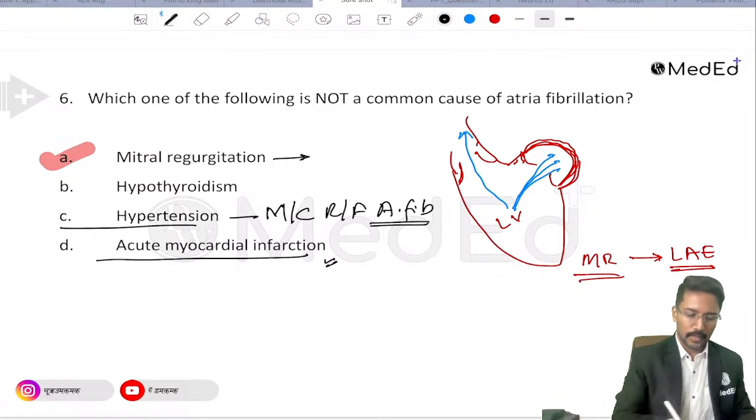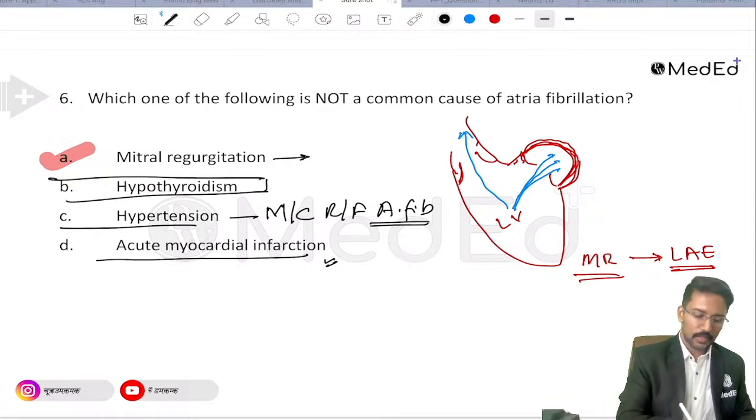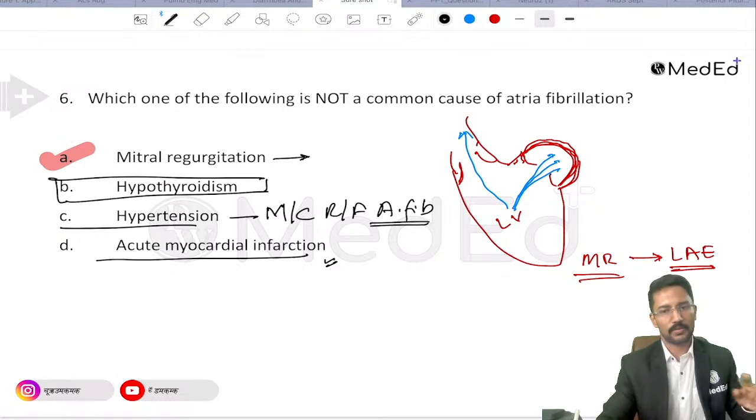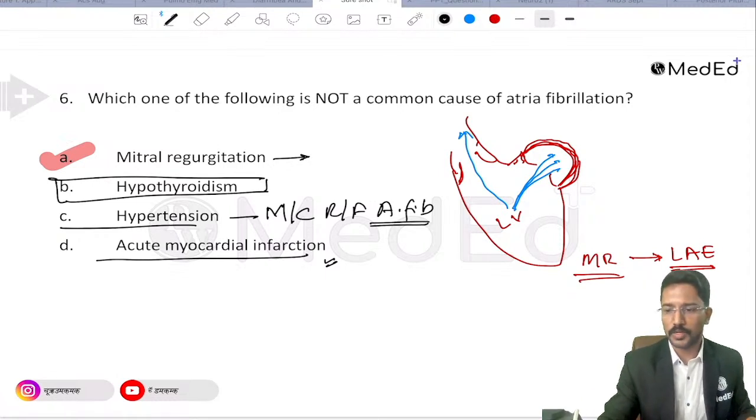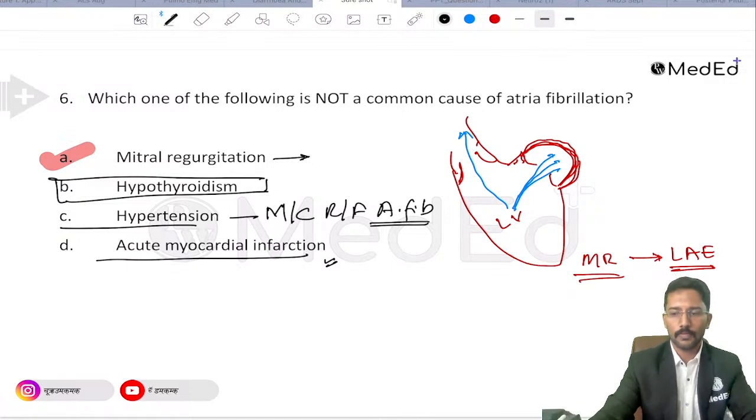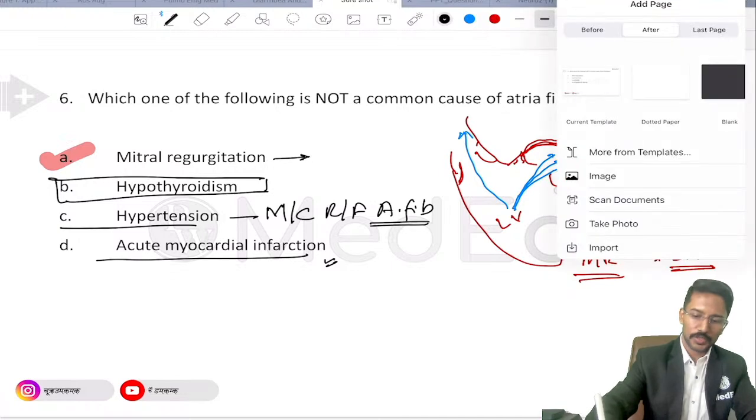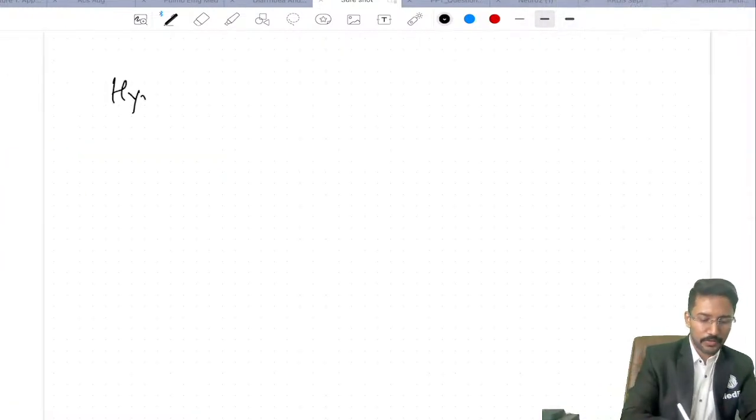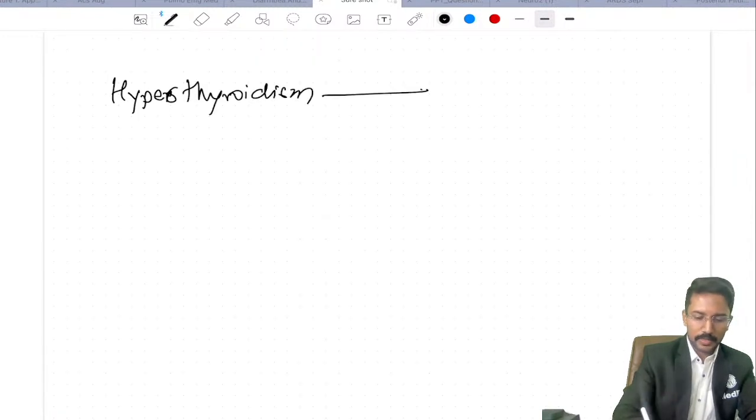It can occur. Can hypothyroidism be associated with atrial fibrillation, or is hyperthyroidism associated with atrial fibrillation? Which one is associated with it, right? Hyperthyroidism is classically associated with atrial fibrillation. Hypothyroidism is not associated with atrial fibrillation. So we have to remember this. Hyperthyroidism is an important risk factor for atrial fibrillation.